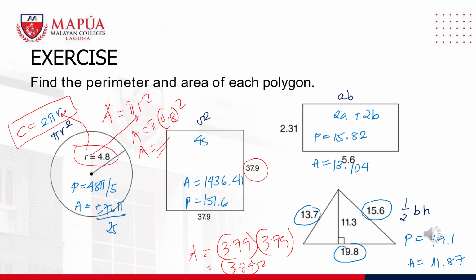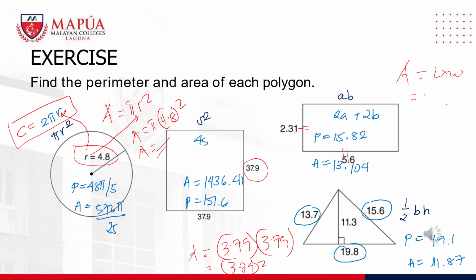Okay, and it's a rectangle. This is just length times width for the area, but for the perimeter it is twice this side, plus twice this side. That's the perimeter. For the area, it is length times width. If you consider the length as 5.6, then you just multiply this by 2.31 and you'll get the result for the area.